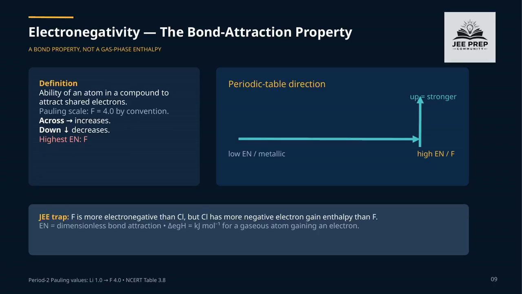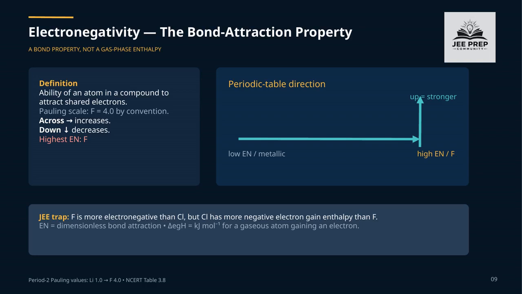Every periodic trend follows from effective nuclear charge, shell number, shielding, and electron-electron repulsion. Across a period, atomic radius decreases and down a group it increases. For ions, a cation is smaller than its parent atom and an anion is larger. In an isoelectronic series, higher nuclear charge means smaller radius. First ionization enthalpy increases across a period and decreases down a group, with the critical exceptions Be greater than B and N greater than O.